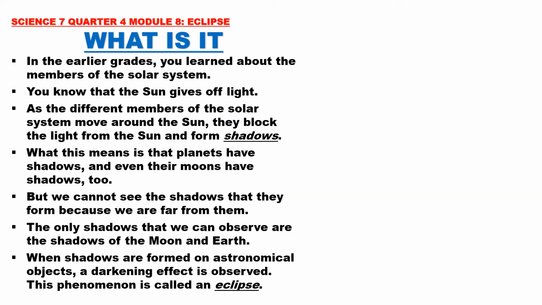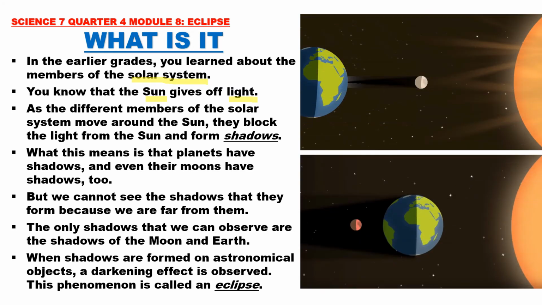In the earlier grades, you learned about the members of the solar system. You know that the sun gives off light. As the different members of the solar system move around the sun, they block the light from the sun and form shadows. What this means is that planets have shadows, and even their moons have shadows too. But we cannot see the shadows that they form because we are far from them. The only shadows that we can observe are the shadows of the moon and earth.